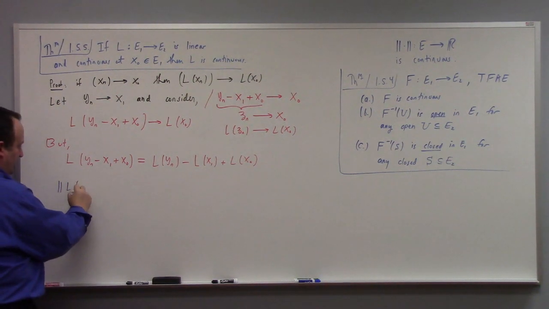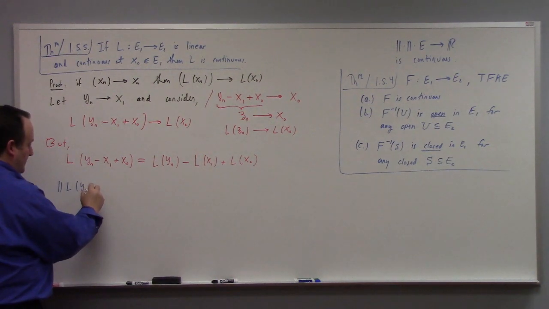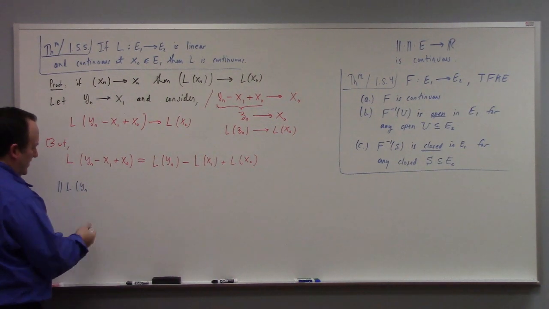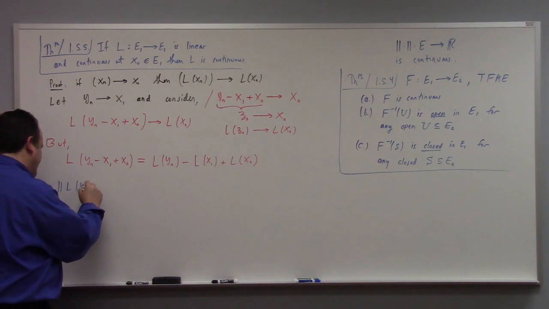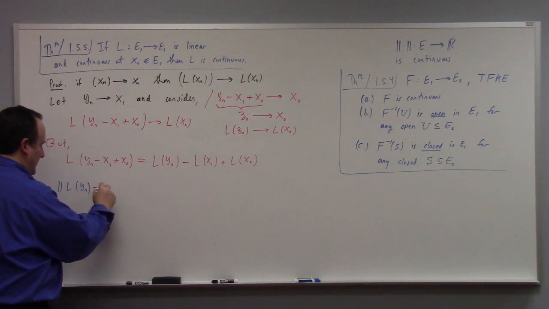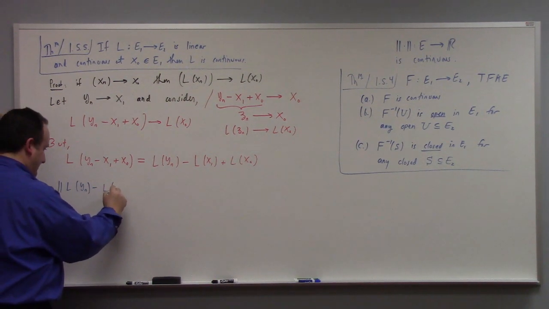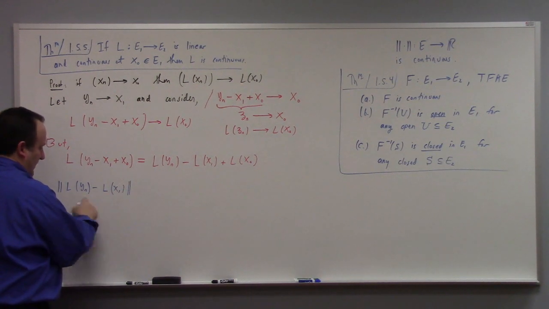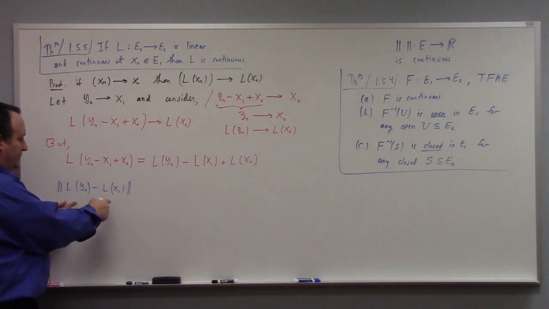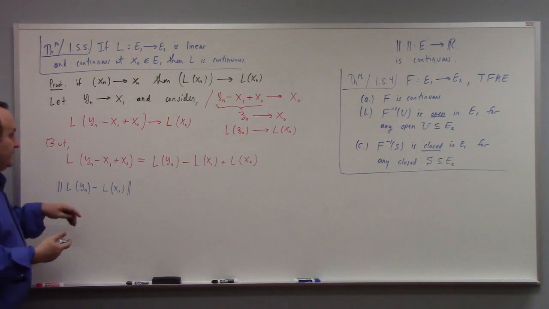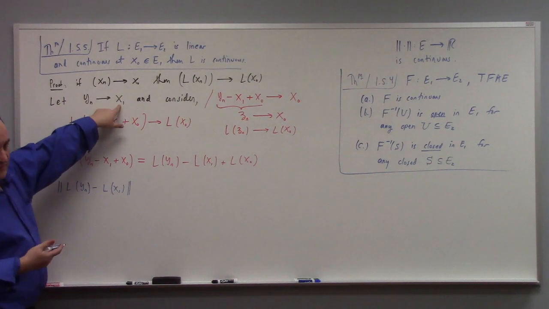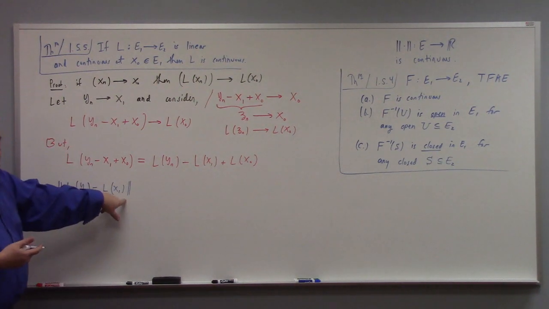So if we look at this sequence here, L of yn minus L of x1, I'd like to show that goes to 0, because that would prove that L of yn goes to L of x1. That's what we're trying to prove. For an arbitrary sequence which goes to x1, we're trying to prove that the image of that sequence goes to the image of the limit of the sequence.